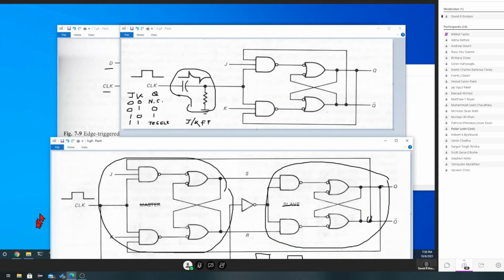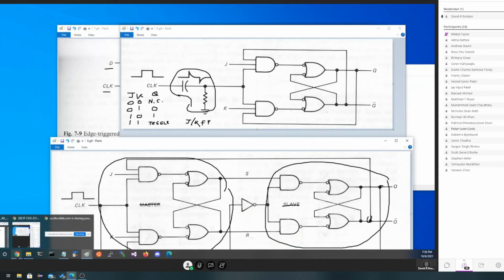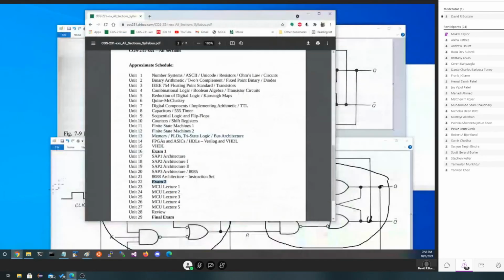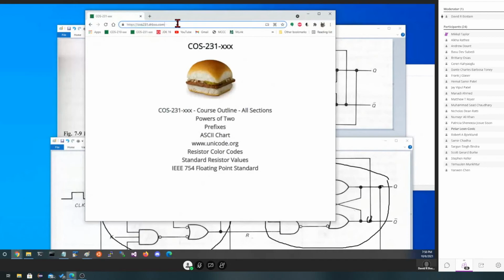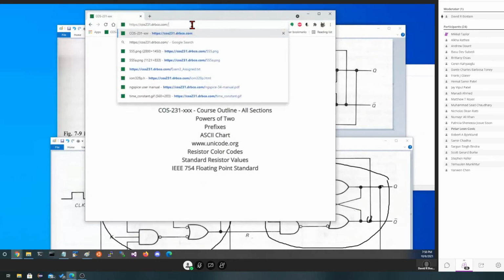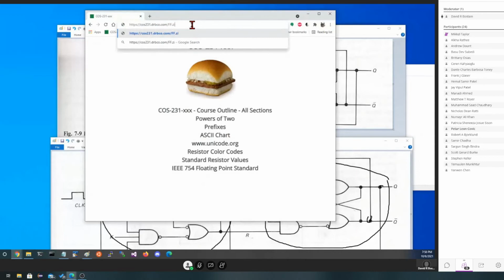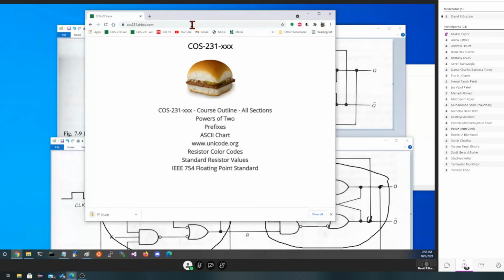Actually, while I'm thinking about it, I'm glad you brought that up. Let's download that. It's, where do I have a window? It's this one. So go to the website. See, this is 231. And it's /F_F.zip. I think. Yes.